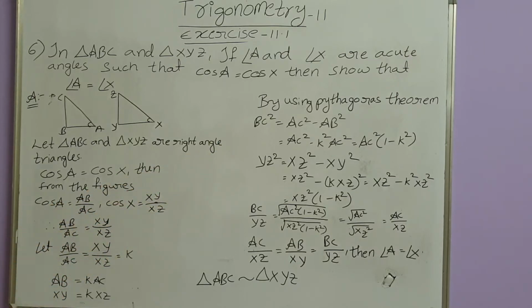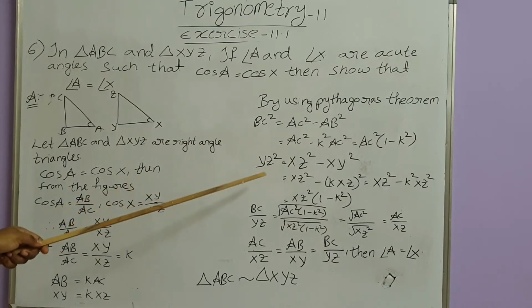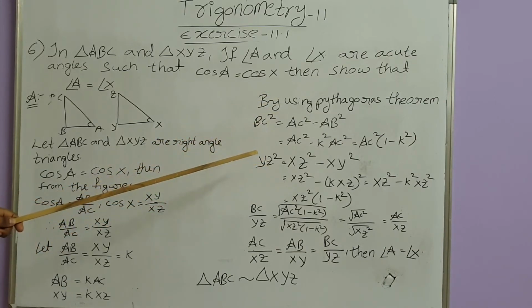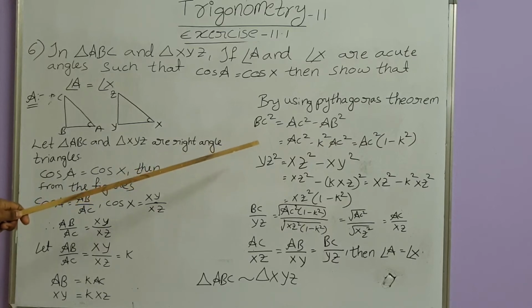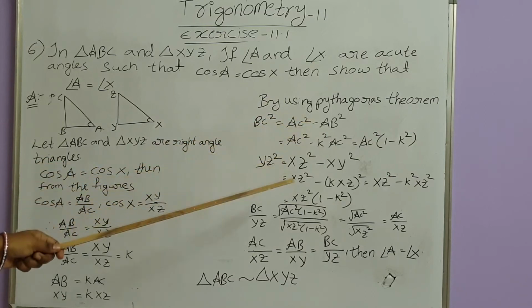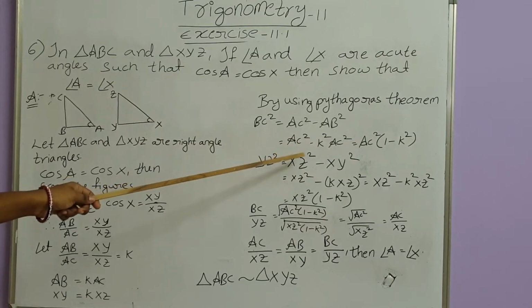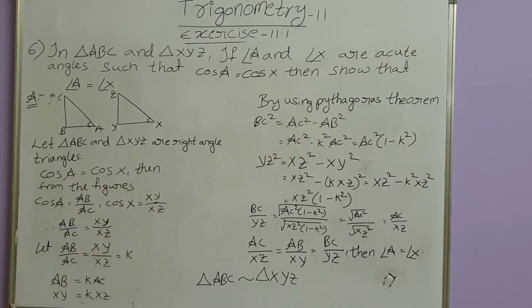By using Pythagoras theorem, BC square. What is Pythagoras theorem? AC square is equal to AB square plus BC square. In that, BC square is equal to AC square minus AB square.